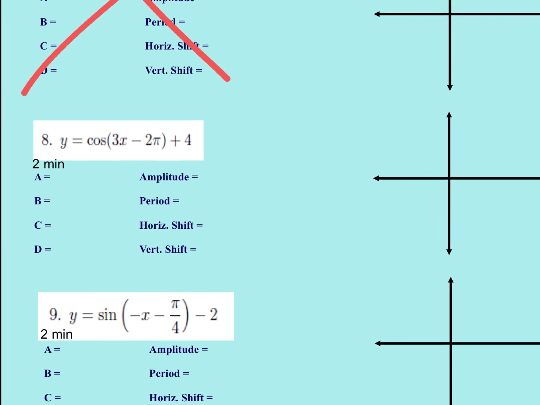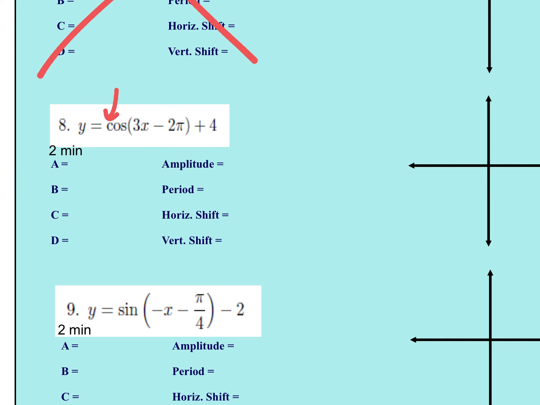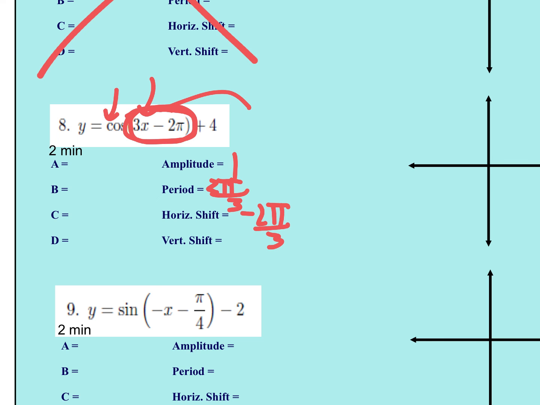Remember that amplitude is the number in front. The amplitude of this one is 1. The period is always 2 pi for cosine and sine, unless we have a number here. And if there's a number there, you divide by that number. So the period of this one is 2 pi over 3. Horizontal shift, that's also known as a phase shift. You have to factor it first. If you don't factor it first, you would think the horizontal shift is negative 2 pi. Negative 2 pi is wrong. You'd factor the 3 out first. And that's like dividing by 3. So there is your horizontal shift.